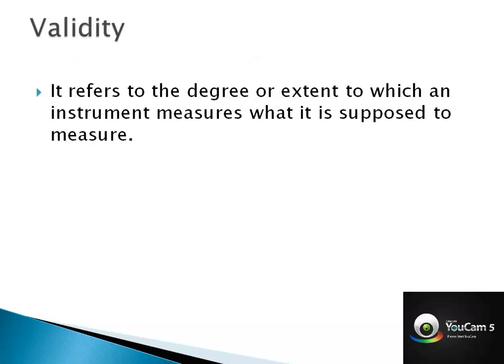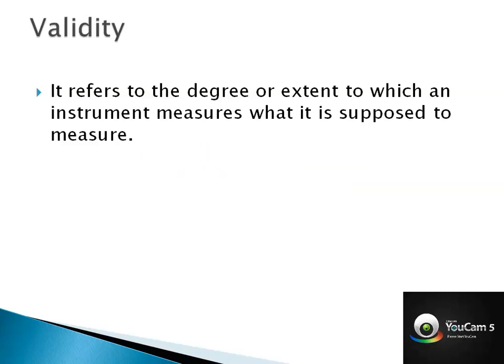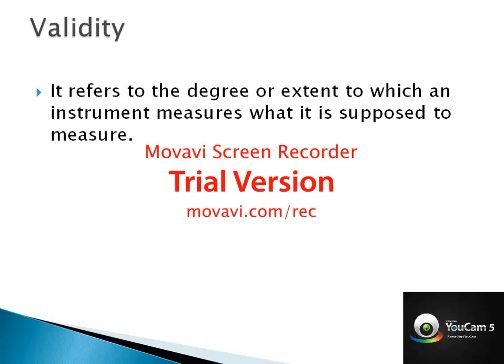Next we'll move on to validity. It refers to the extent to which an instrument measures what it is supposed to measure. For example, when we started reliability, we discussed the alarm clock. If the alarm clock rings at 5:30 a.m. every day, it is reliable. But is it valid? If you set the alarm clock at 6 o'clock, but it rings at 5:30 every morning, it is not valid, but it is reliable.